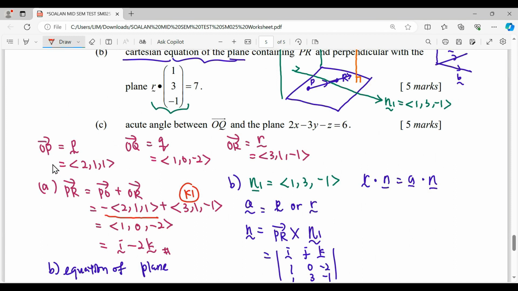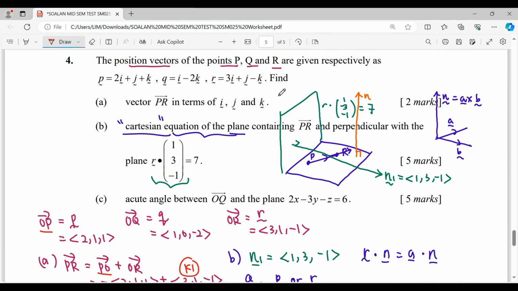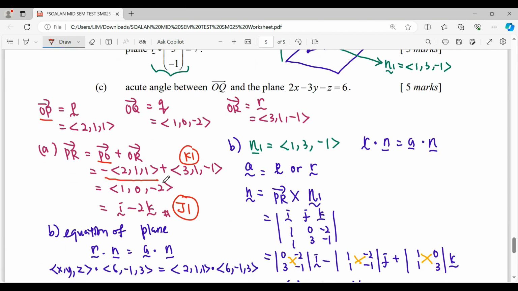Negative vector when you're having opposite direction, OP and PO, and answer in i minus 2k. So most of the students can calculate this vector, but they didn't express it back in i, j, k as the question required here. So you will lose your marks if you leave the answer in (1, 0, -2) vector form. Alright, so whatever we want to answer, we need to follow the questions.